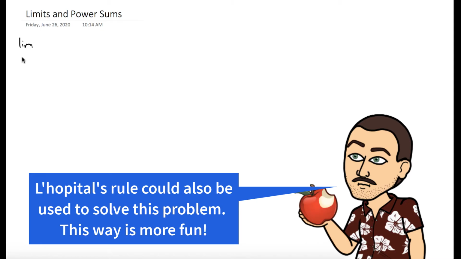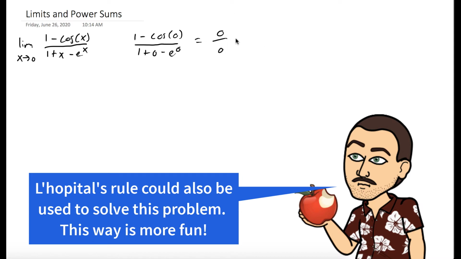So we want to find the limit as x goes to 0 of 1 minus cosine of x all over 1 plus x minus e to the x. The first thing we should do with these limit questions is plug in x equals 0 and see what happens. When we do that, we get 1 minus cosine of 0 all over 1 plus 0 minus e to the 0, so our numerator is 0 and our denominator is 0, so we don't know what that is. We have to do some more work.